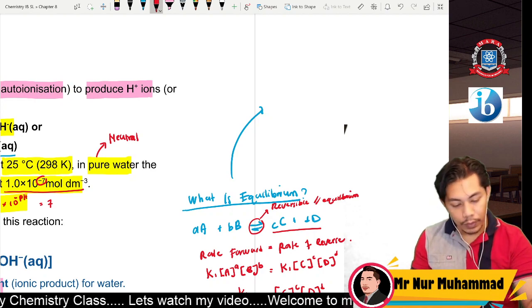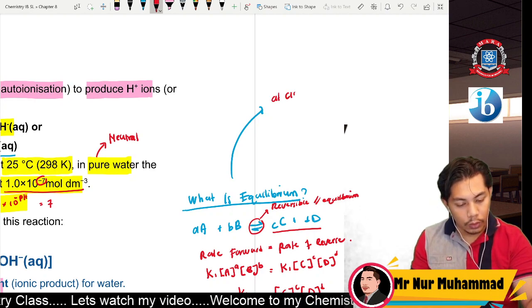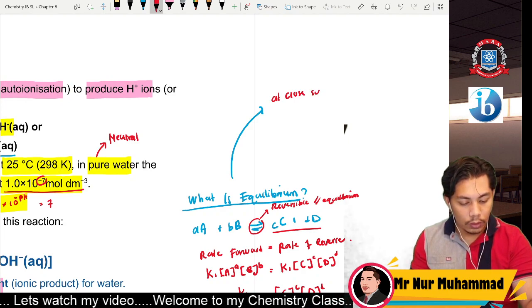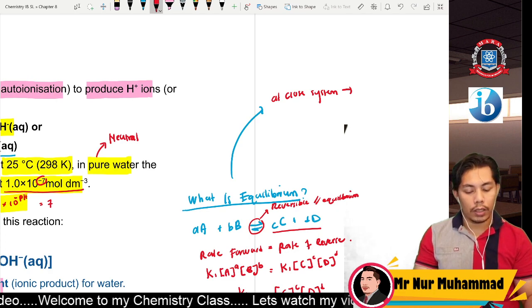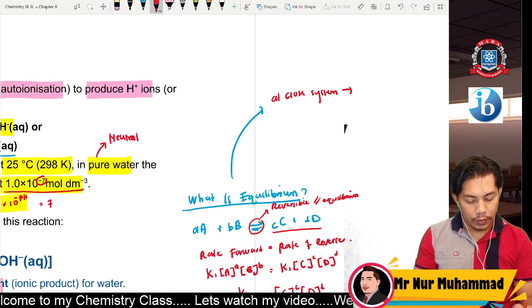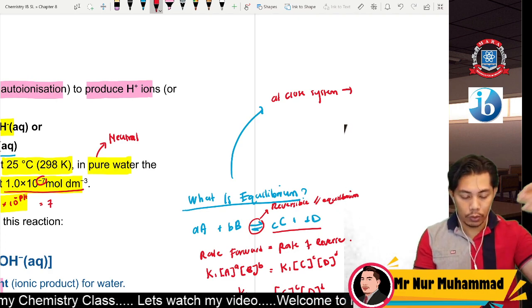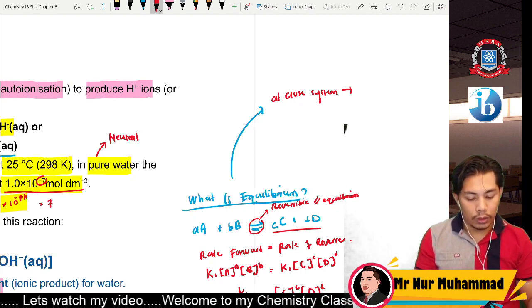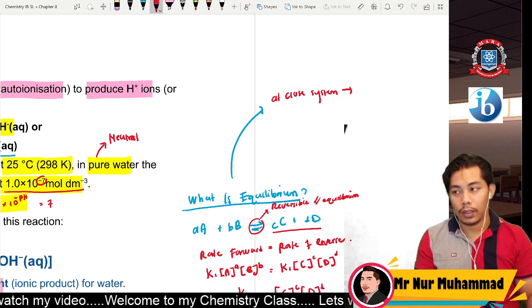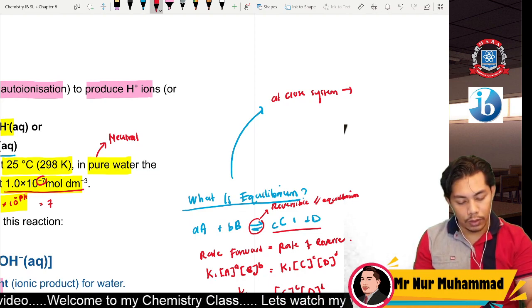Equilibrium must be in a closed system. What is meant by a closed system? A closed system means that the reactant and product cannot escape to the surroundings, and the surroundings also cannot enter into the system. This is the first condition.